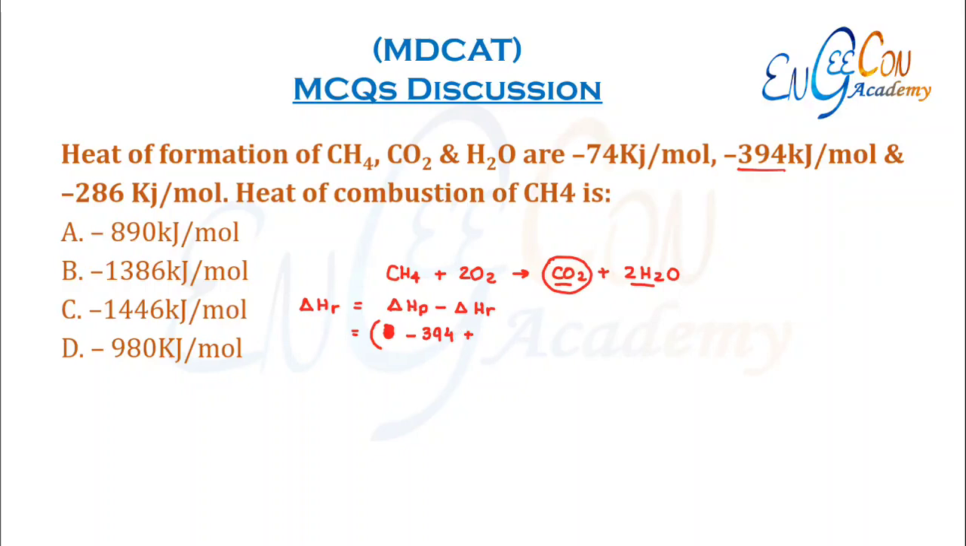Then we add, here we are forming 2 moles of water. So heat of formation of water is minus 286. So we write 2 into minus 286. Now we subtract heat of formation of reactants. So for reactants, CH4 has heat of formation minus 74, and for O2, since it is an element, heat of formation is 0. So simplifying it, we get minus 890 kilojoule per mole.